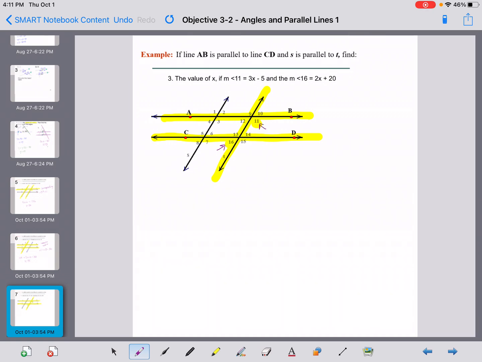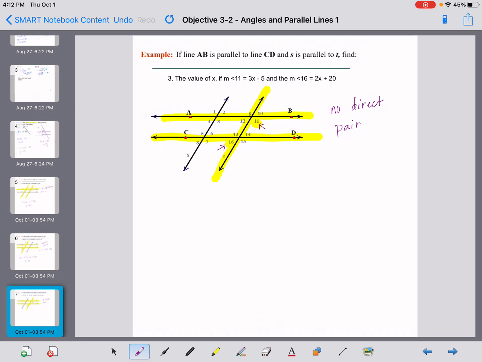All right, so I've got one on one side of the transversal and one on the other side. And let's see, what's going on here? One's on the inside and one's on the outside. Wait a minute, this one doesn't have a direct pair. However, how can I manipulate this so that I can get a direct pair?